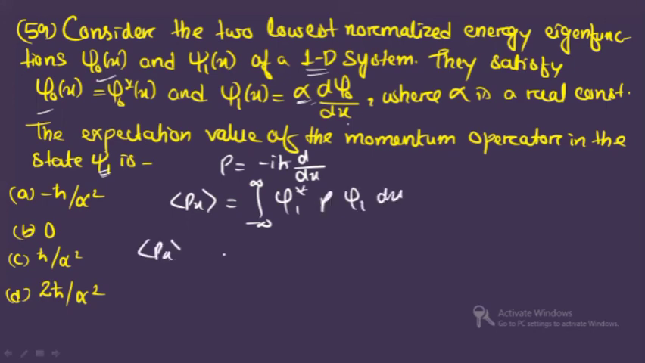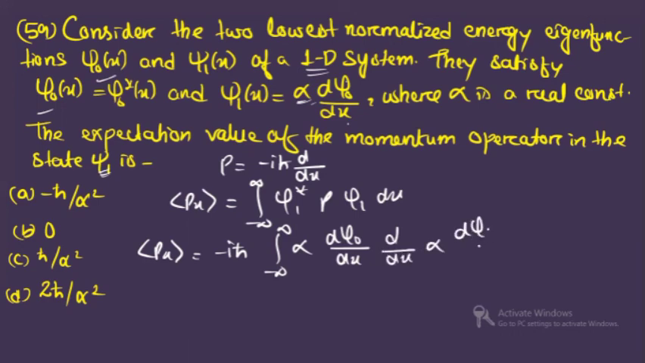So from here we can write p_x equals what? Minus iℏ, which is a constant, I'm taking outside. So here you will have what? α dψ₀/dx, right? This is d/dx of what? It is α dψ₀/dx, because it was said that ψ₀* is equal to ψ₀(x). So this is the same, and this is dx here. Clear? Now from here, I can write that this is α*.